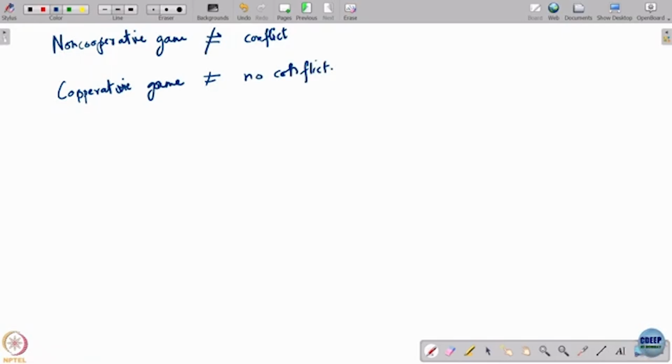Now with this, I think we can start with a formal definition of what a game is. This is of course a simple definition, because I have not yet introduced any exotic aspects of games.